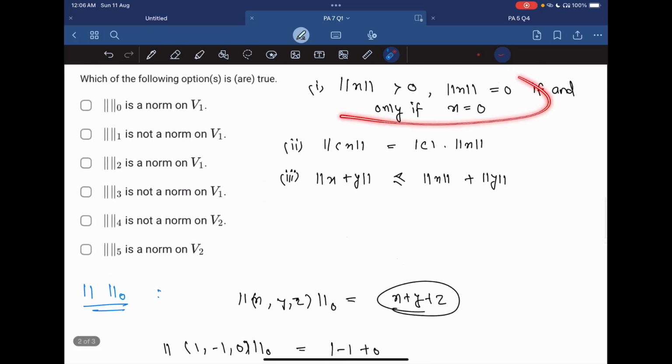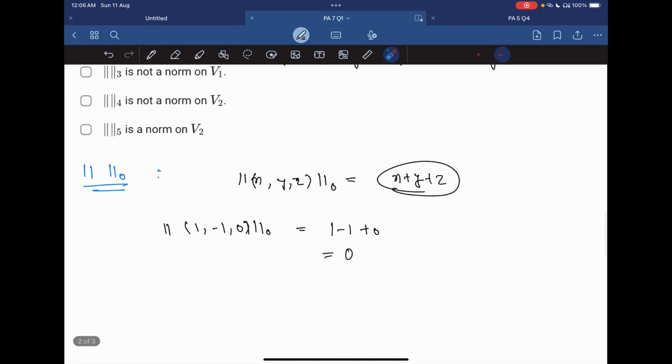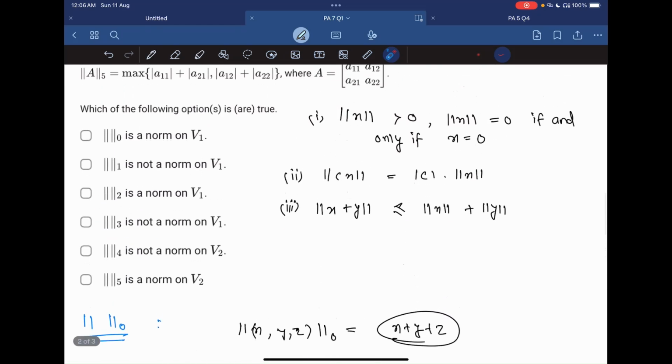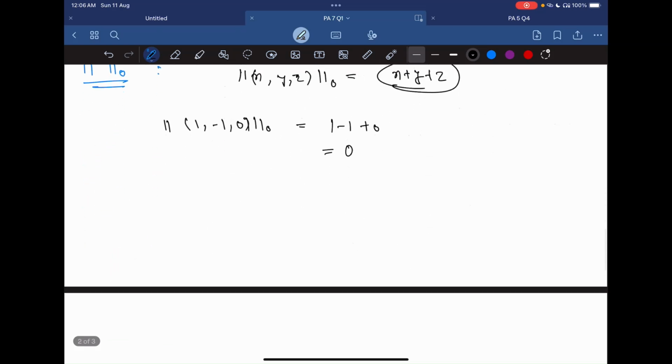So this condition fails. As the first condition of the norm, for any function to be classified as a norm, it should satisfy the criteria that it should only be 0 when our vector is 0. But here we are getting 0 without our vector being 0, so this function will not classify as a norm. So first option is wrong, that the function 0 is a norm on V1.